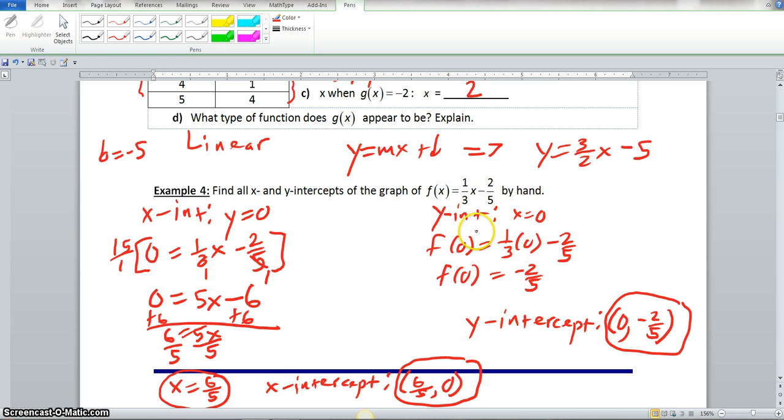Now, one other thing with the y-intercept, we could have found it much easier than what I showed here. Because remember, this is the same as y equals mx plus b, so we know that this should have been the y-intercept. So we are done with section 2.3, part 1.